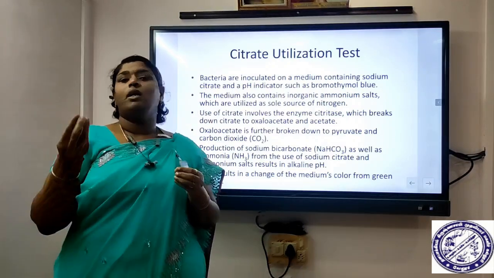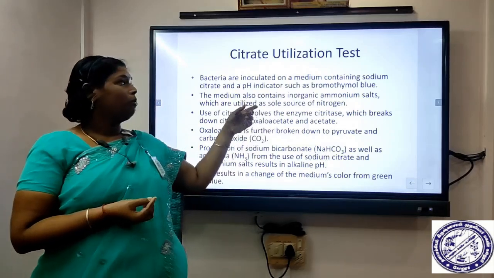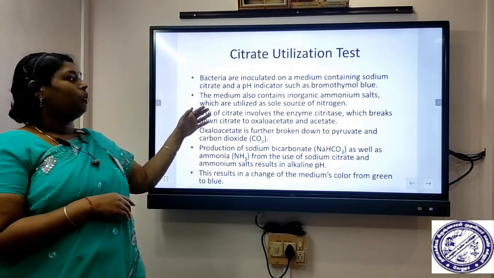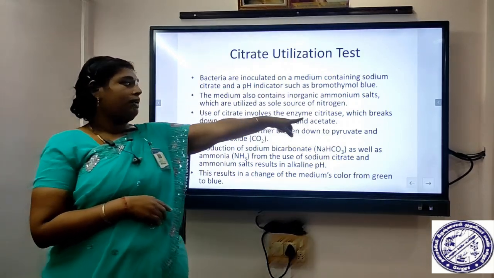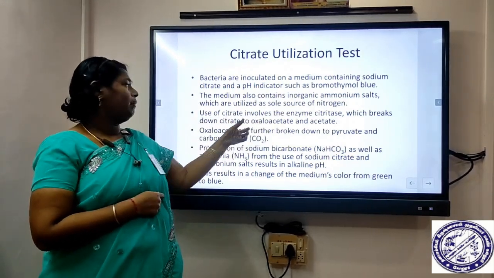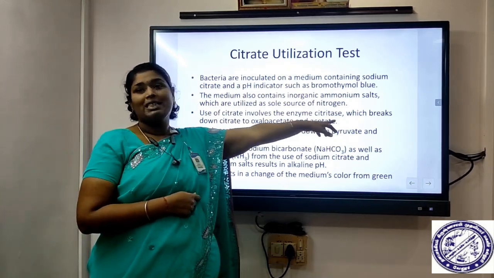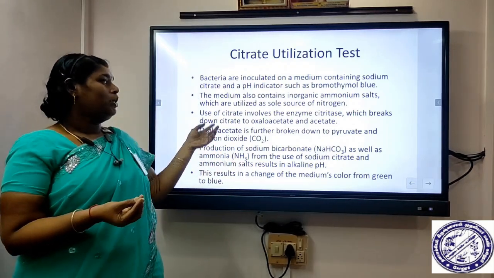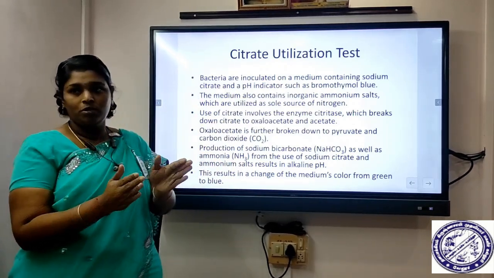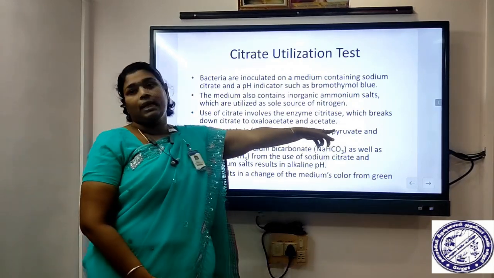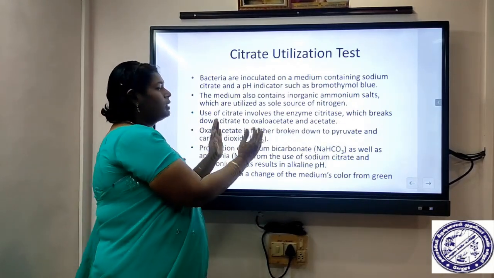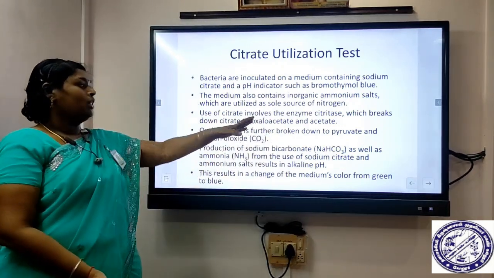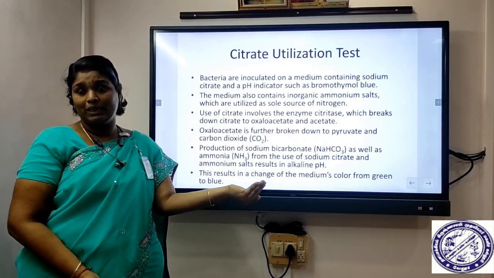In that medium, the indicator, which is bromothymol blue, has been added already. Okay, so by the usage of citrate, the citrate will be decomposed or utilized by the enzyme called citratase. This citratase is synthesized by the organism, so that they will be breaking the sodium citrate into oxaloacetate as well as acetate. So the oxaloacetate and acetate will be split out. After that breakdown process, the pyruvate will be produced in the medium.